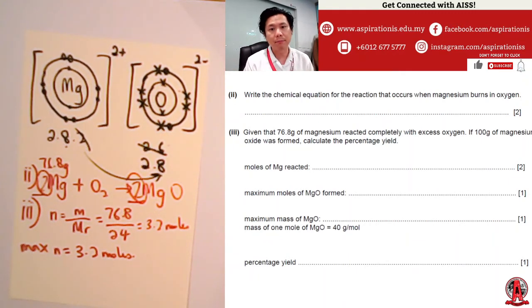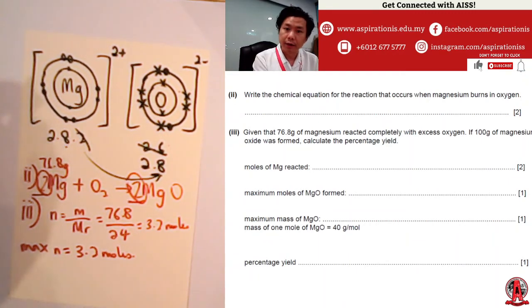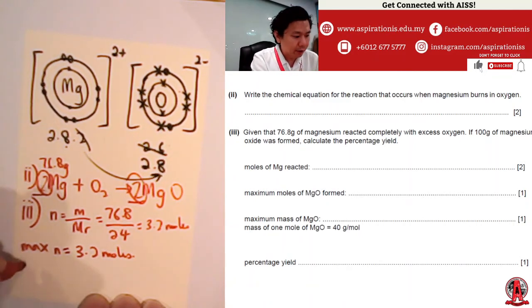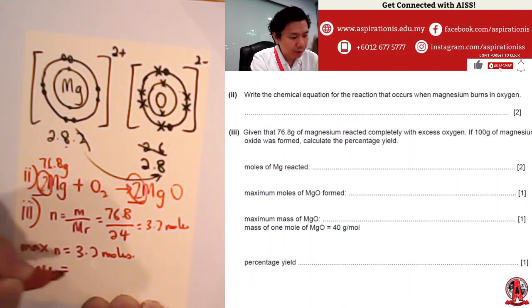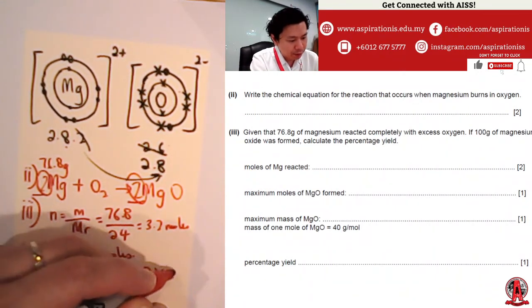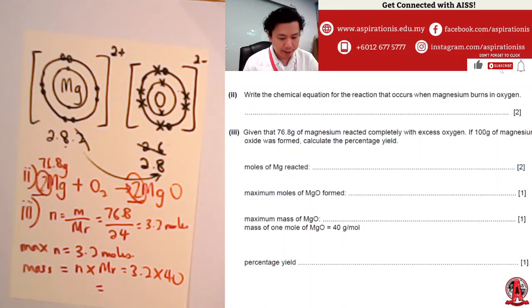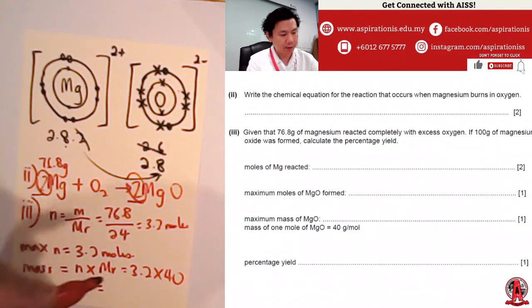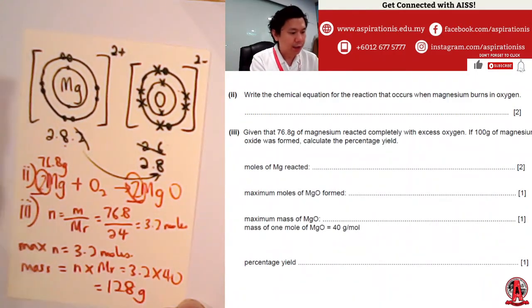So what's the maximum mass of magnesium oxide that we can get? You will see that the molecular mass is already given there. So mass equals moles times the Mr, which is 3.2 times 40. So the maximum mass that we can get is 128 grams.